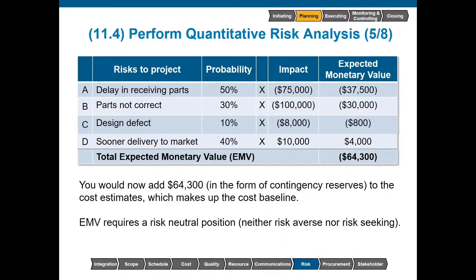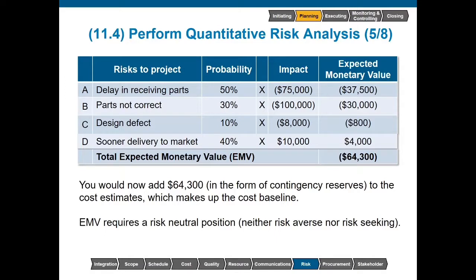But finally, we have an opportunity that if we have a sooner delivery to market, we could get $10,000, and there's a 40% chance of this occurring, which would give us a $4,000 expected monetary value. To determine the total expected monetary value, we will add together the positive and negative values, and it will give us $64,300. This is the amount of money that we would add in the form of contingency reserves to the cost estimates, which make up the cost baseline.